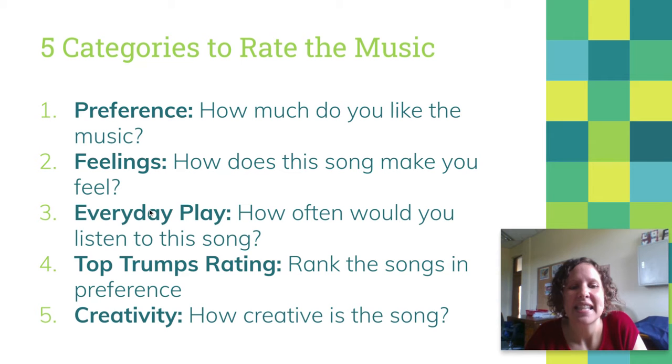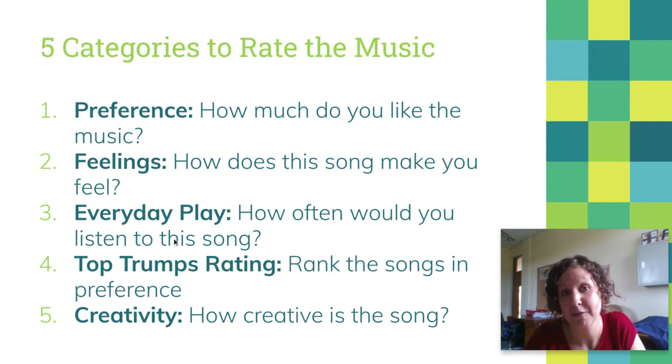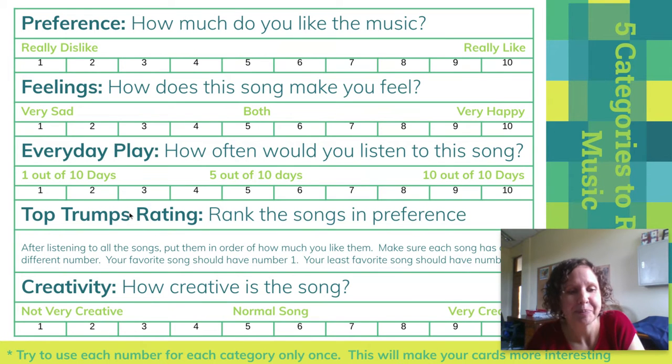Number 3 is everyday play. How often would you play the song? Number 4 is the top trumps rating, which is just a ranking, meaning you put the songs in a special order, whatever order you want. And then the 5th one is creativity. You're going to think about the song and how creative it is. So let's look at those categories a little more in depth.